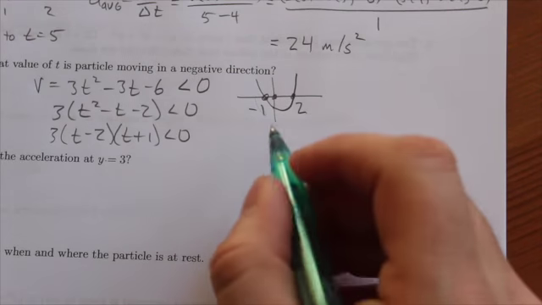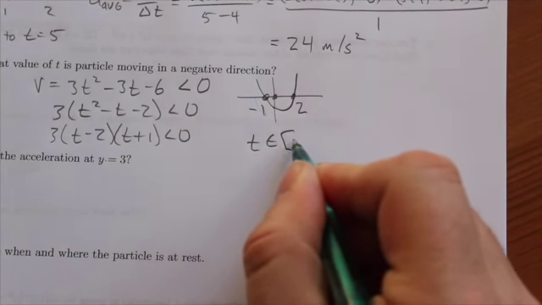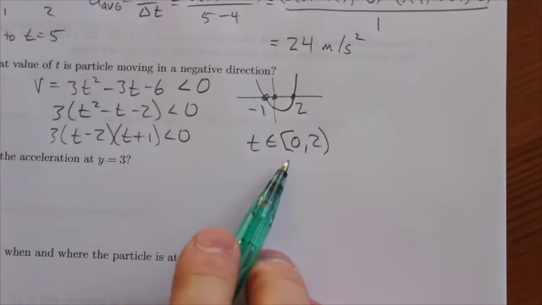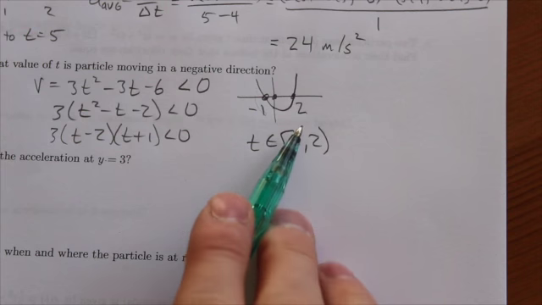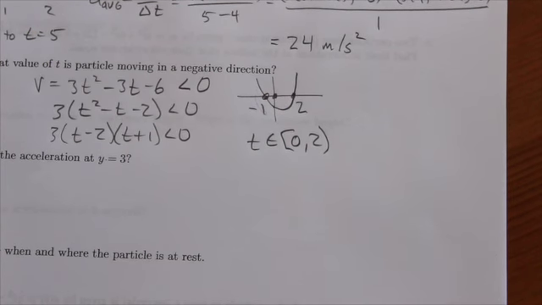So when is it moving in a negative direction? Whenever the t value is an element of the half-closed interval starting at 0 and ending at 2, but not including 2, because at 2 the velocity is in fact 0. But at 0 the velocity is -6, so you would include it.